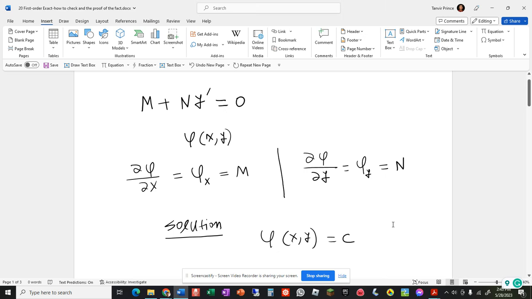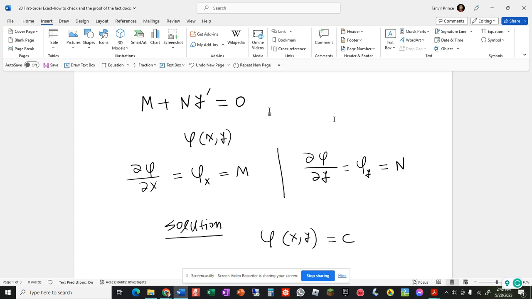Hello, everybody. In this episode, we will continue from last time. In the last episode, we saw the definition of an exact first order differential equation. So, a quick reminder, an exact first order differential equation can always be written this way: M plus N y prime equal to 0, which is the same as M dx plus N dy equal to 0.